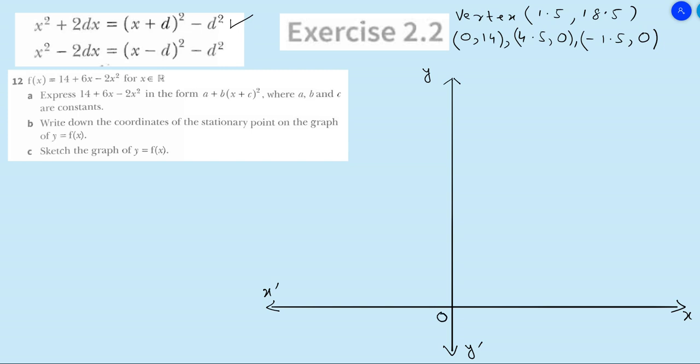The maximum value of x is 4.5. So I am taking this one as 1. Then 2, then 3, then 4, then 5. Similarly, minus 1 and minus 2. The maximum value of y is 18.5. So I am taking this one as 3, then 6, then 9, then 12, then 15, then 18, then 21. You can take other values as you like.